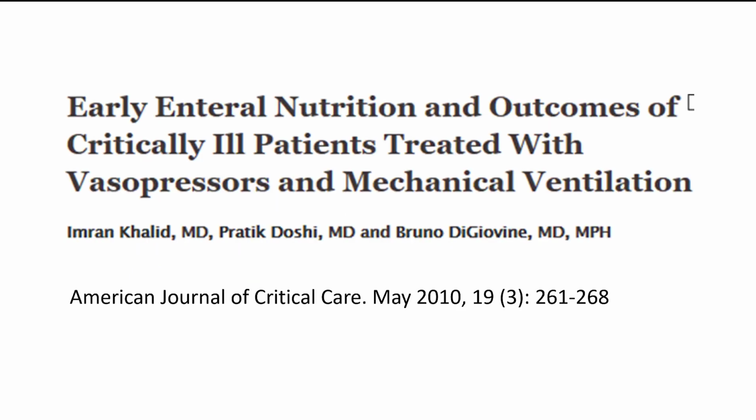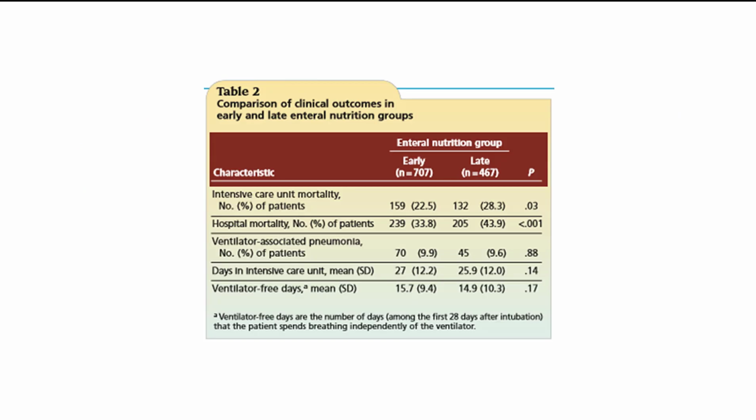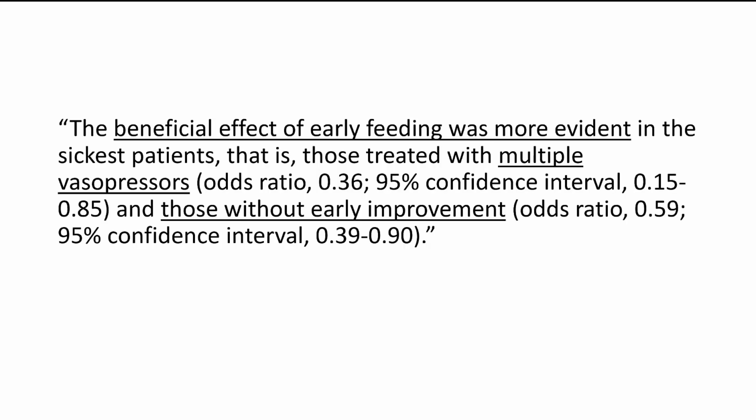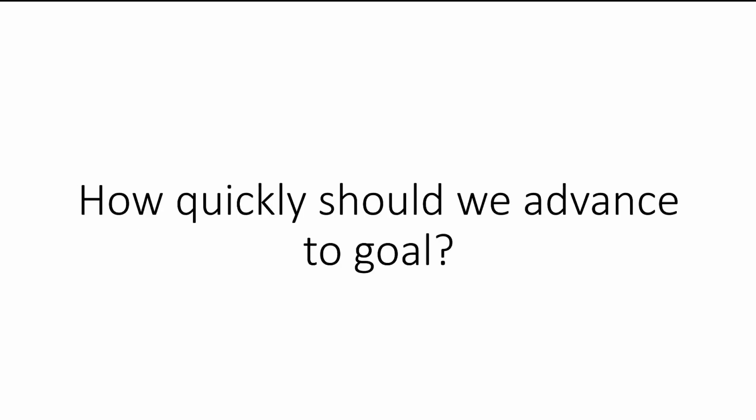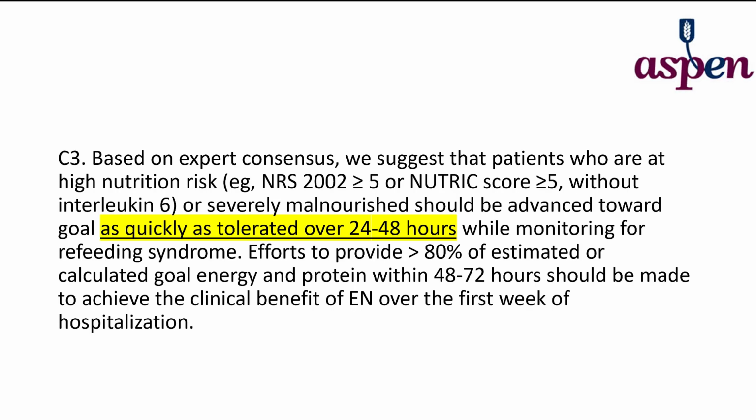That said, early enteral nutrition has been specifically examined in patients on vasopressors and mechanical ventilation. And they found a decrease in mortality for the early enteral nutrition group. What's even more interesting is that the benefit of early feeding was most evident in the patients treated with multiple vasopressors. Now, how quickly should we advance tube feeds to goal? ASPEN recommends that in patients at high nutrition risk, feeds should be advanced to goal as quickly as tolerated over 24 to 48 hours.